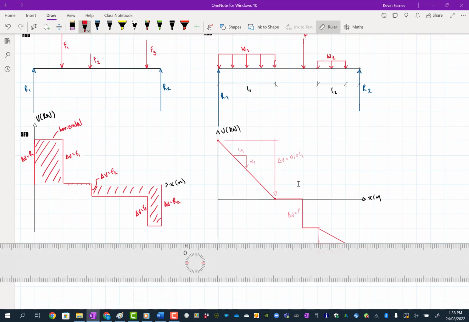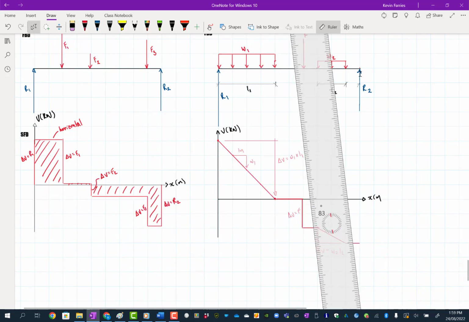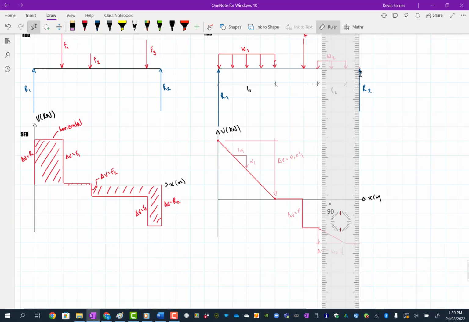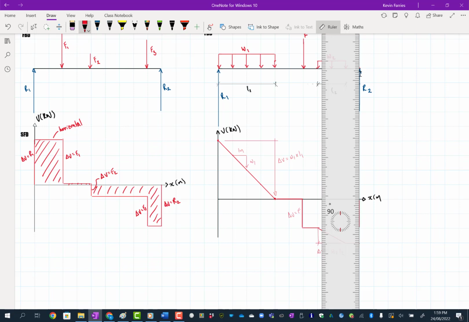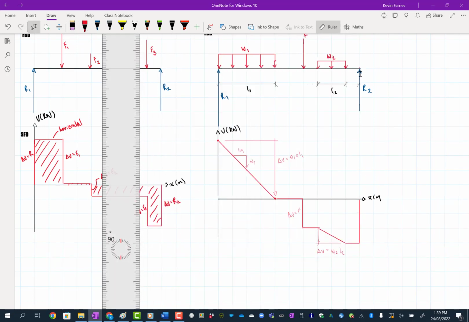Get the right line thickness. And then it would go up 3 because that force is going up 3, and that would bring us back to 0, so we can be pretty confident we've got the right answer. And I think that's pretty much everything you need to know about shear force diagrams.